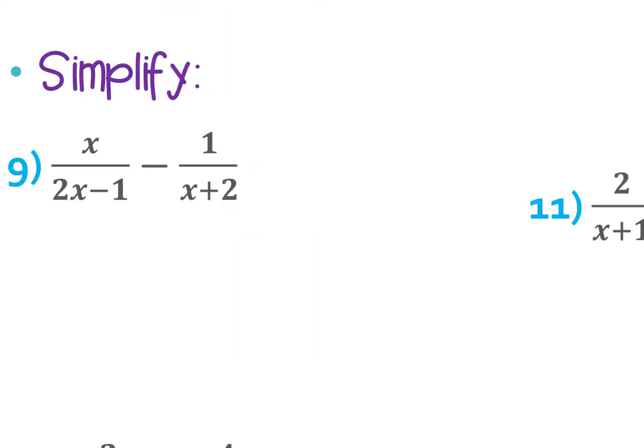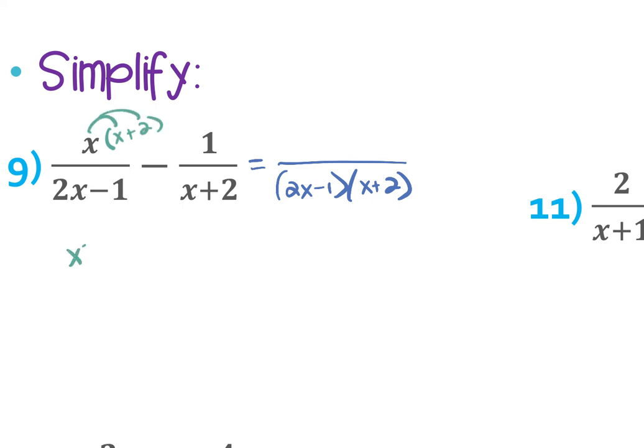All right, so 2x minus 1 and x plus 2, different factors, right? Which means the least common denominator would be what? 2x minus 1 times x plus 2. So my first fraction is missing which one? X plus 2. And then I'm going to distribute here, so I'd get x squared plus 2x.